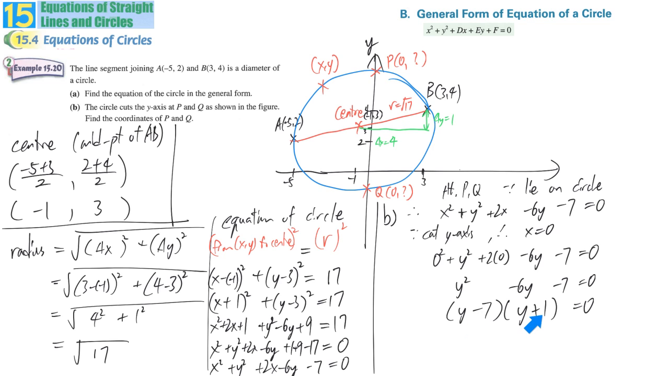Negative 7 times positive 1 gives you negative 7. At the same time, it also fulfills the second requirement, such that negative 7 plus 1 gives you negative 6. Therefore, y minus 7 equal to 0 or y plus 1 equal to 0. Y is equal to 7 or y is equal to negative 1. We have to write down the coordinates of P and Q. So the higher point, P, is 0, 7. And the lower point, Q, is 0, negative 1.